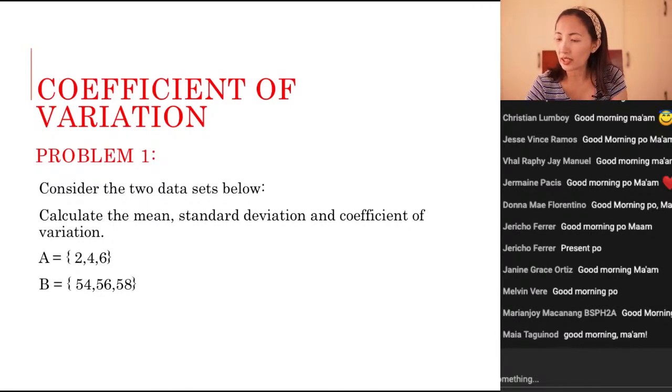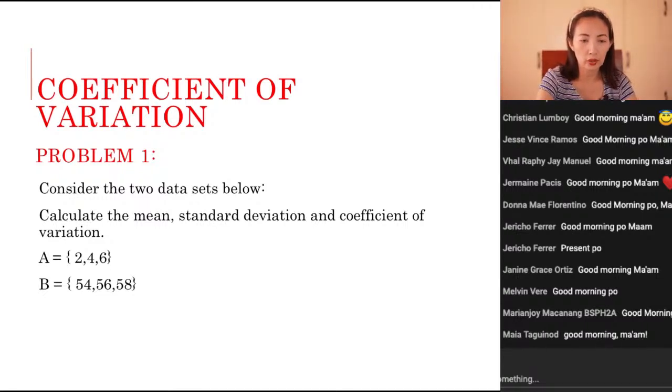Now, we calculate the mean, the standard deviation, and coefficient of variation of the two sets of data, and we shall try to compare. Looking at data set A, 2, 4, 6, obviously the mean is 4. By the way, you can use your Excel functions to calculate the measures of central tendency, measures of variation, and even position, like quartiles.